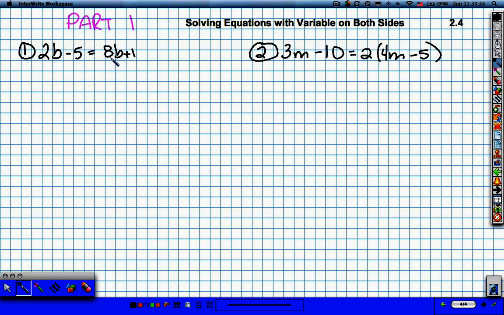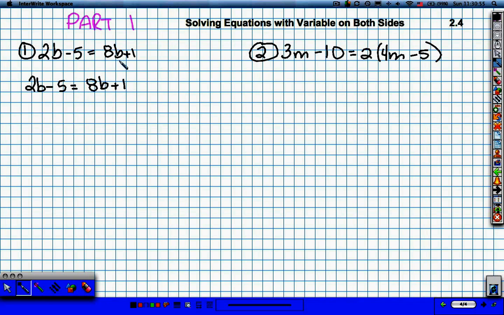So I don't want to move 8b to the left, but if I move 2b to the right, I can see that this would be a negative for the inverse operation. So 8b minus 2b would actually leave me with a positive answer. So that's what I'm going to do. Now I'm going to go ahead and write my problem down.